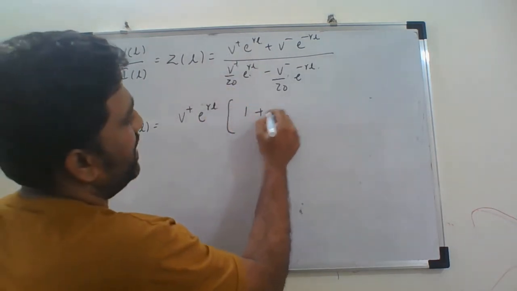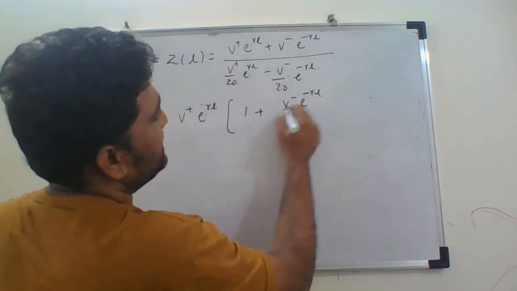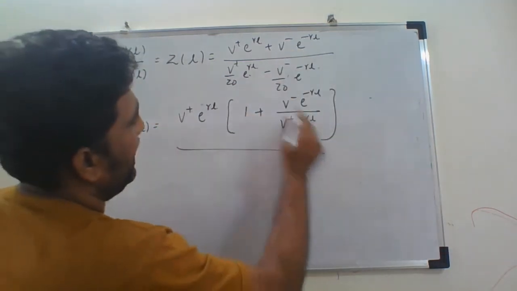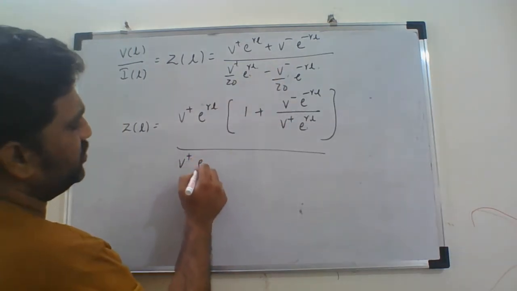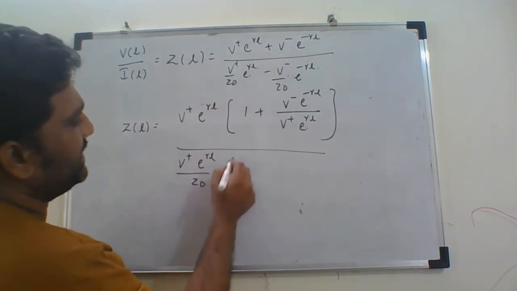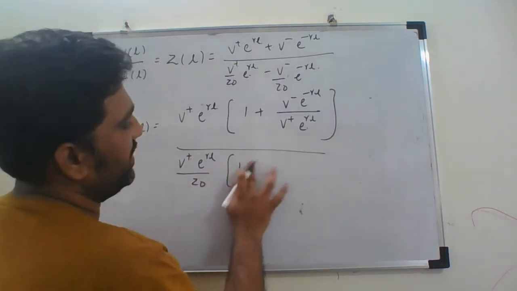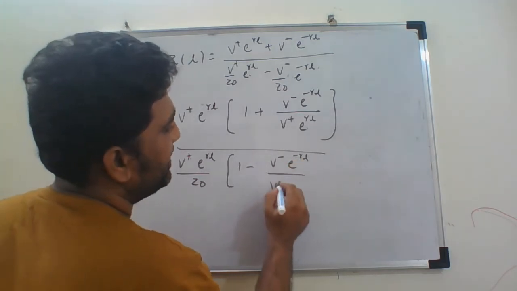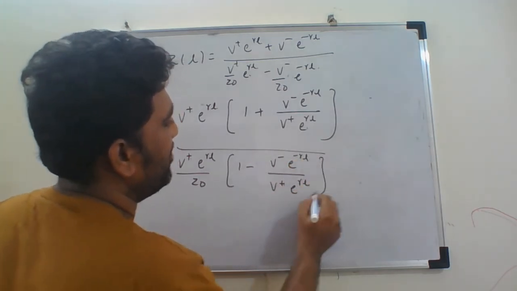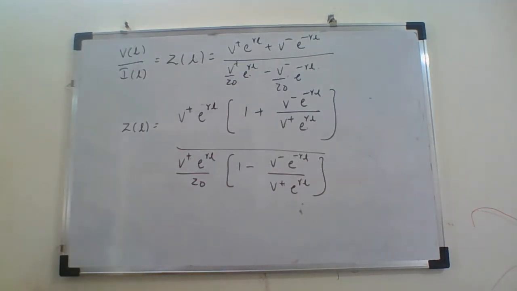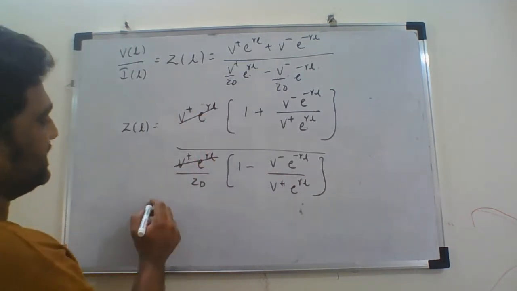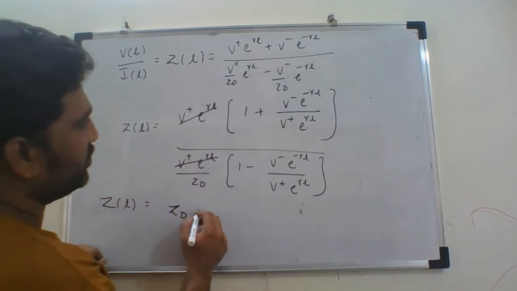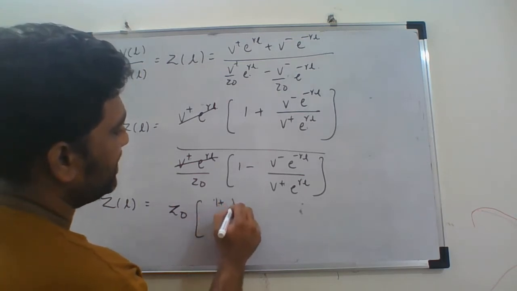So this will be 1 plus V minus by e power minus gamma L by V plus into e power gamma L. And in the denominator also, V plus into e power gamma L by Z naught I'll take common. So 1 minus, here I get minus 1 minus V minus into e power minus gamma L by V plus into e power gamma L. So this is what I'm going to get, right? So this and this gets cancelled.